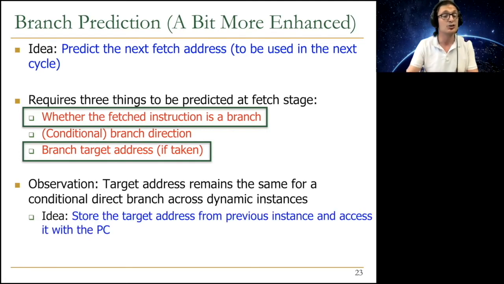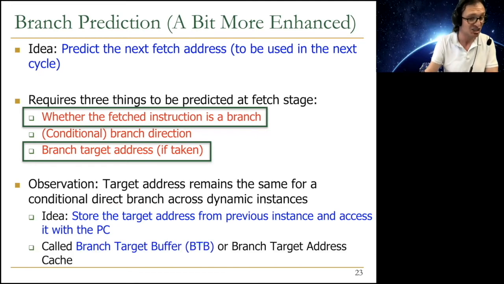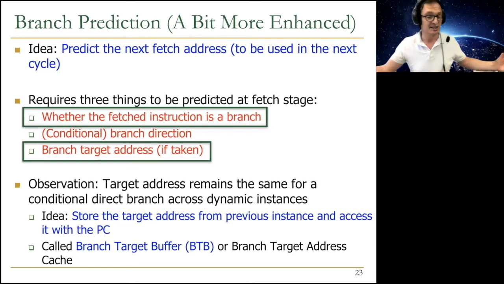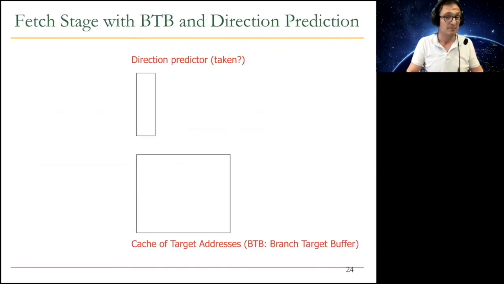Basically, the idea is to store the target address from a previous execution of a branch, and access it by indexing it with the program counter. This is called the branch target buffer or branch target address cache. It's employed in all processors that use branch prediction. This way, you can get the target address immediately in the fetch stage. So let's take a look at it.